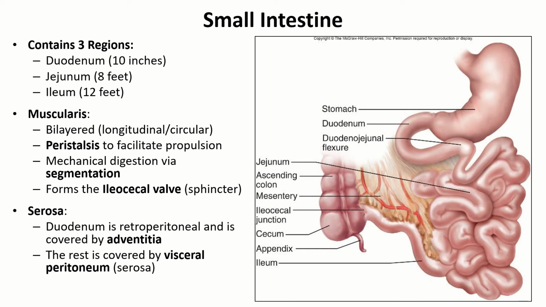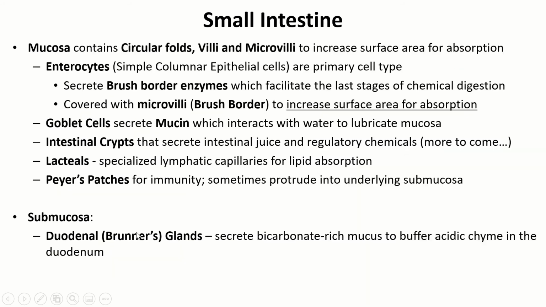The majority of it is covered by visceral peritoneum, but the duodenum is going to be retroperitoneal, and that's where you'll see adventitia covering parts of the small intestine. And the mucosa is quite developed, much like what we saw with the stomach. You're going to see many different cell types. You're going to see big crypts or pits, essentially. But even more than that, you're going to see how there's a large increase in surface area here of the small intestine. Now, this is important because one of the primary roles of the small intestine is absorption of nutrients.